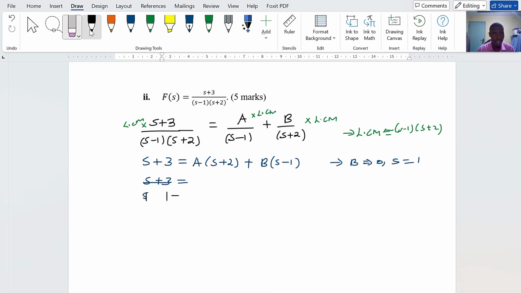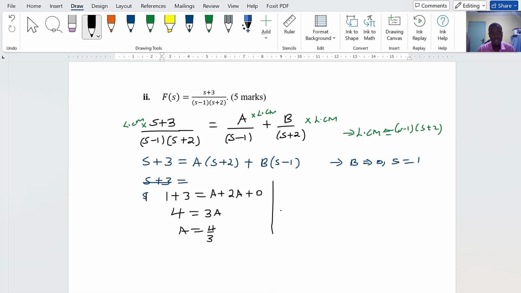So 1 plus 3 equals a times (1 plus 2), that is 3a, plus 0. So we'll have 4 equal to 3a, and a will be equal to 4 over 3.